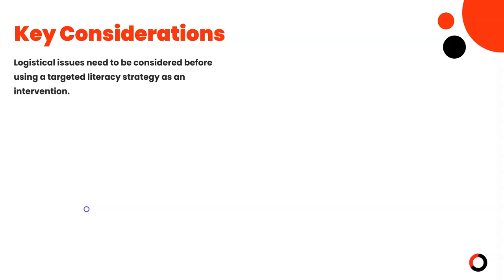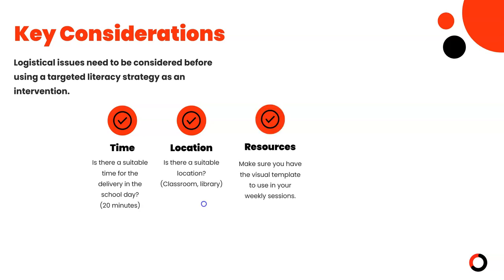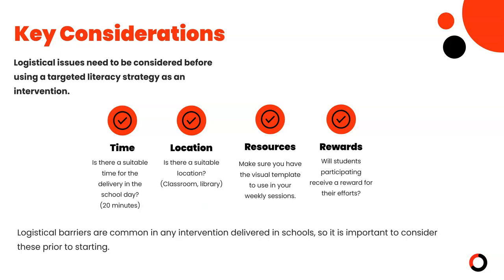Key considerations. Logistical issues need to be considered before using a targeted strategy as an intervention. So time: is there a suitable time for delivery in the school day? It's about a 20-minute intervention. Location: is there a suitable location, such as the classroom or library? Resources: make sure you have the visual template to use in your weekly sessions. And then rewards: will you potentially link to any rewards for completing the intervention? And logistical barriers are common in any intervention that's delivered in schools, so it's just important to consider these prior to starting.